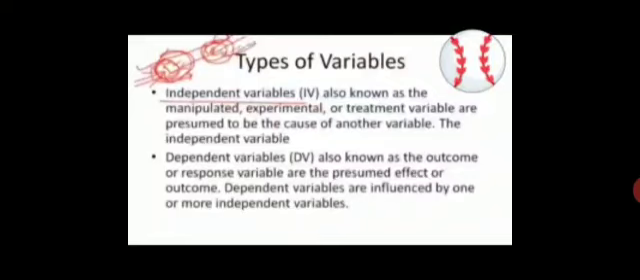Dependent variables, also known as outcome or response variables, are the presumed effect or outcome. Dependent variables are influenced by one or more independent variables. So dependent variables are always affected by the change in the independent variable. That is why they are called response variables. If independent variables change, the dependent variable would also change accordingly.